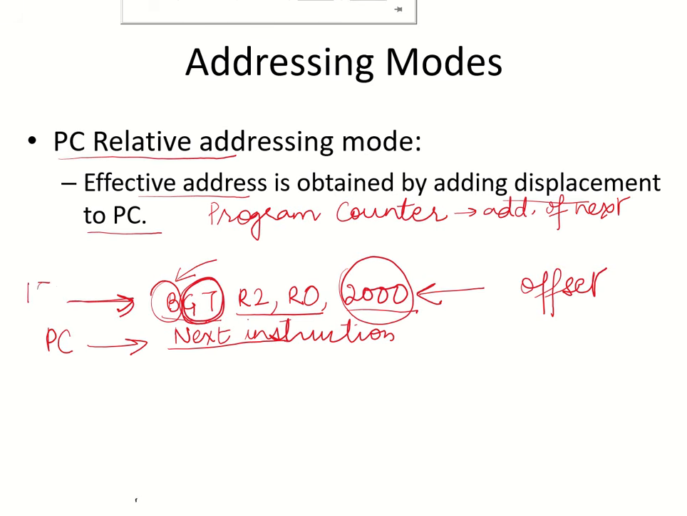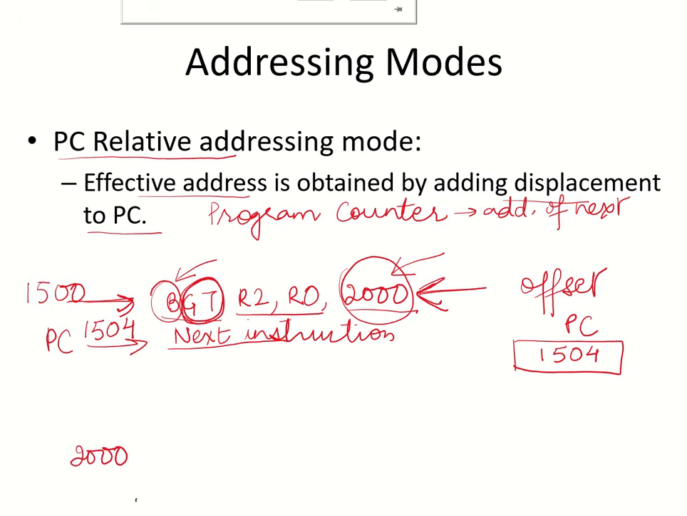Suppose this address is 1500. I'm also assuming that each instruction requires one word to store, and one word is of 4 bytes. So this next instruction is at 1504. So the value that is contained in PC is already 1504. It is already pointing to the next instruction. During the course of executing this instruction, if the condition is found to be true, I have to jump to address 2000.